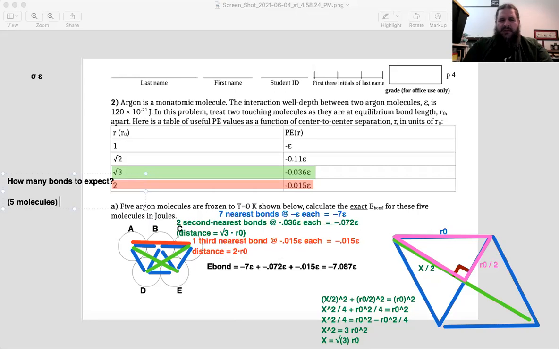Each one of those molecules we should expect to be interacting with how many other molecules? Yeah, each one of those interacts with 4 others. A is interacting with B, C, D, and E. B is interacting with A, D, E, and C. C is interacting with E, B, D, and A, etc. So we should expect 4 bonds per molecule.